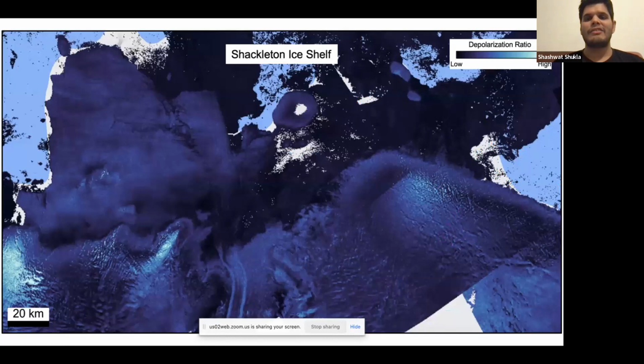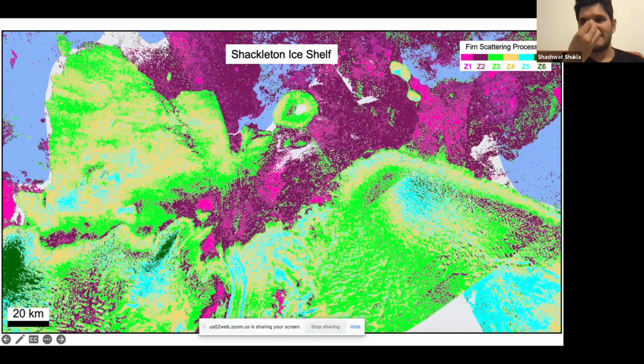Now, when it comes to the Shackleton ice shelf, this is the image of the depolarization ratio again, where, as I told before, low represents more dominated by roughness, and high represents more dominated by firn. So this is the Bowman Island, this is the Wills Island, and this is part of the Shackleton ice shelf. What we see in this classified image is that a part of the Shackleton ice shelf is very much influenced by the roughness. And we can also see that there are different types of roughness, like medium to rough and smooth to medium.